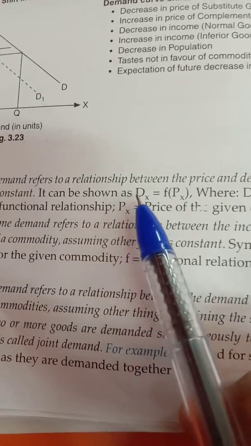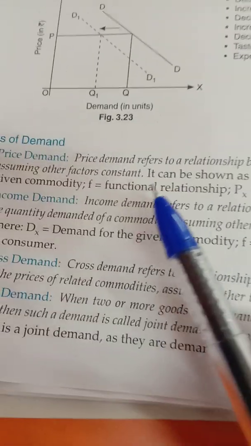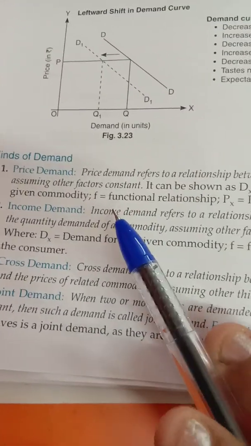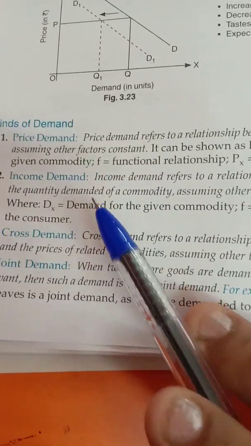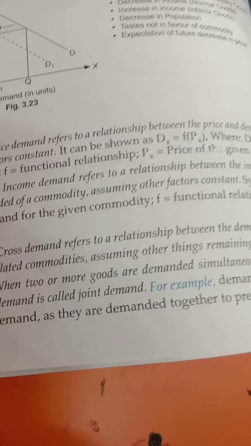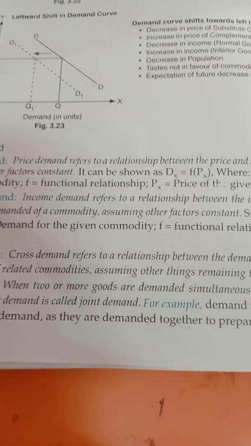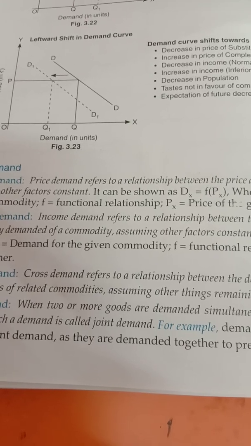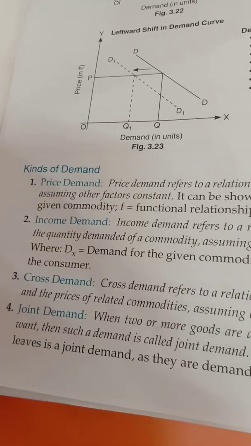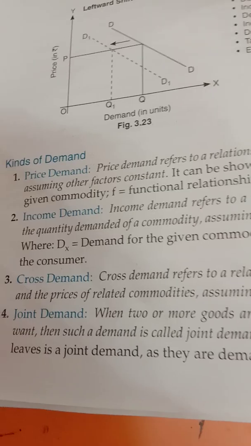This is the last topic, price demand. Price demand refers to the relationship between the price and demand of the commodity, as you have discussed also, assuming other factor constant as per law of demand. So this is the price demand. Now the income demand. Income demand basically refers to the situation where income of the consumer and quantity demand of the commodity, they are having the relation, and assuming other factors are constant. Basically only income factor that will be active in the case of income demand.